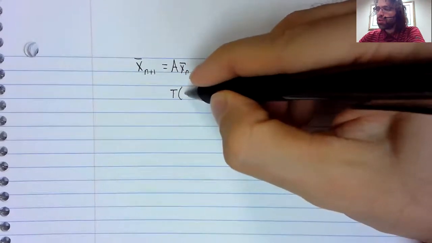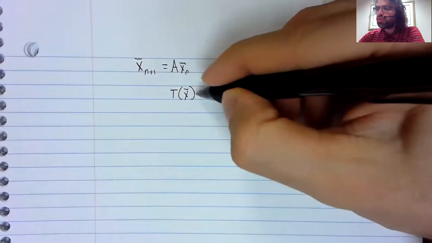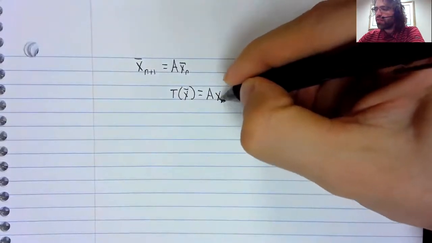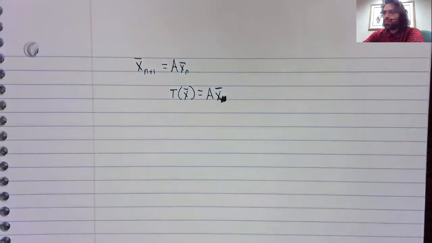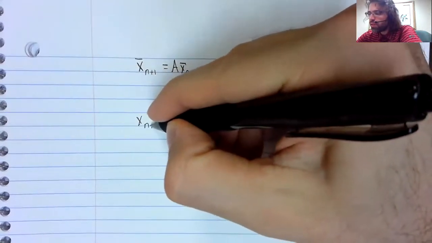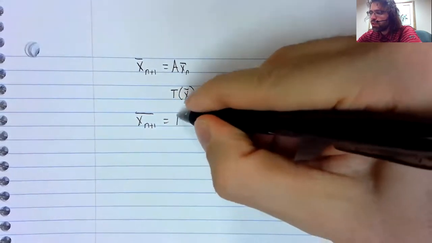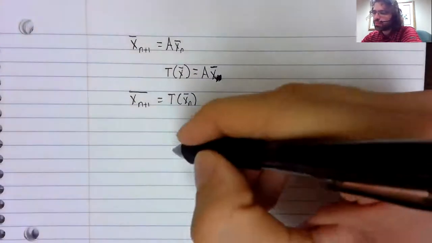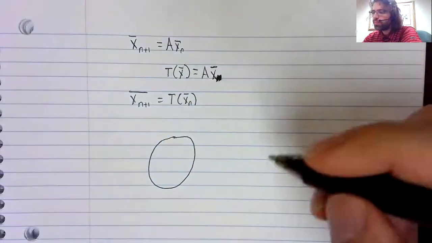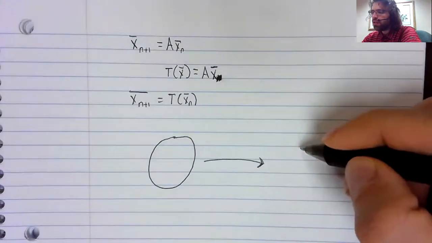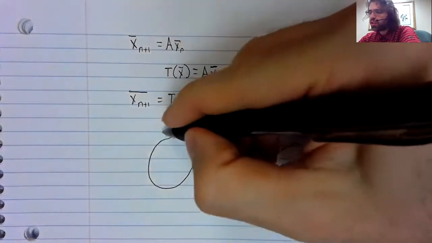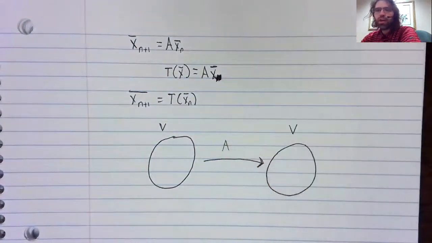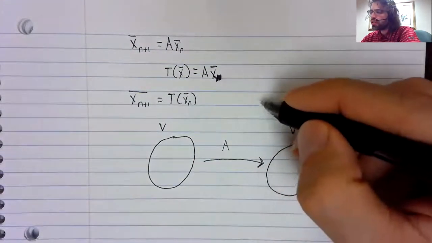Another way you could think of this would be in terms of transformations. If we define T of x to be A times x, then x sub n plus 1 is T of x sub n. So let's say we have this transformation. We're going from a V to itself via multiplication by this matrix A.